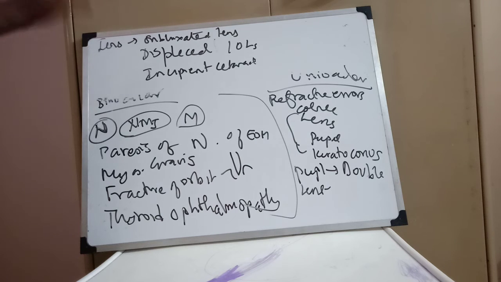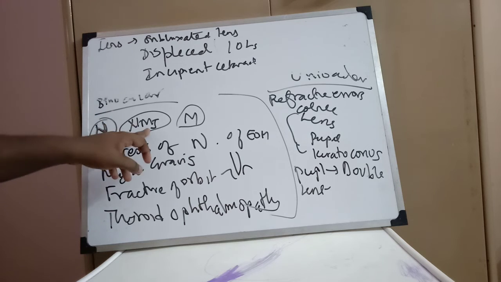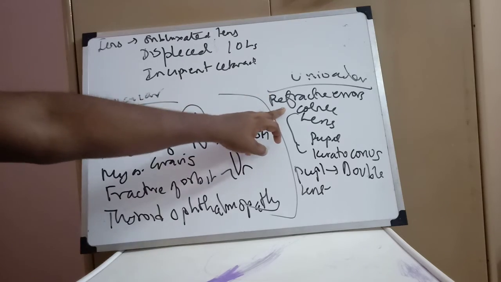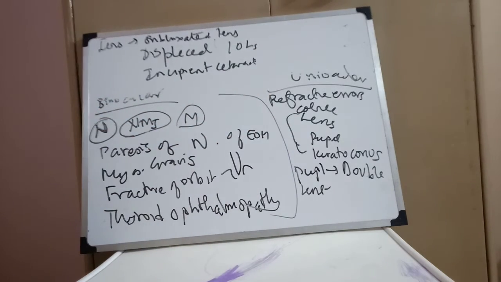Diplopia is perception of more than one image of the object. Polyopia is more than two images of the object. It can be binocular or uniocular diplopia. Binocular diplopia is present only when both eyes are open, and it disappears when one eye is closed. Uniocular diplopia is present even if one eye is closed. Binocular diplopia causes are nerve, NMJ junction, and muscles. Uniocular diplopia can be refractive errors of the cornea, lens, or pupil. Okay, so this is how you are going to classify diplopia. Diplopia is an important short note.